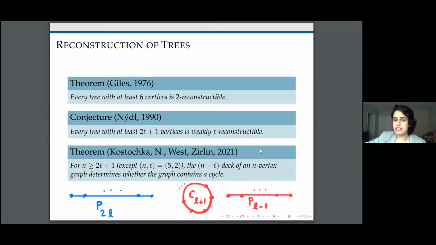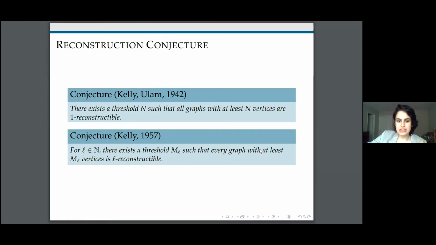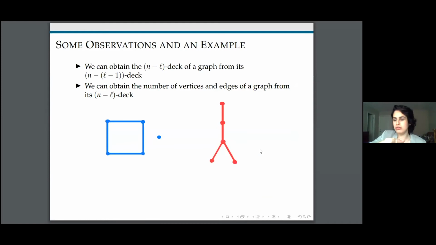In 1976, Giles proved that every tree with at least 6 vertices is 2-reconstructible. The example that I was talking about 2 slides ago shows that this is sharp, because here we have a tree on 5 vertices, the graph on the right, and it's not 2-reconstructible, because it shares the same 3-deck with the graph on the left.